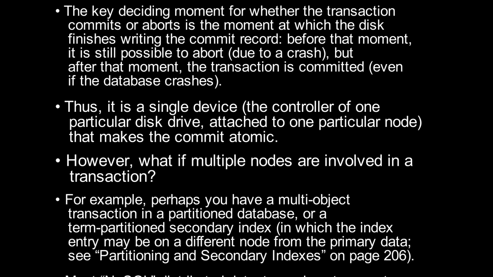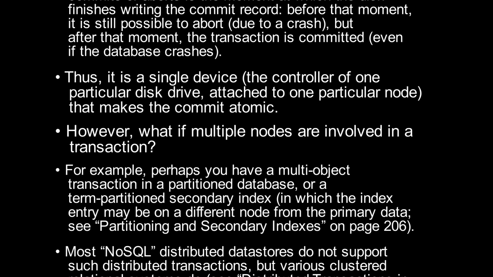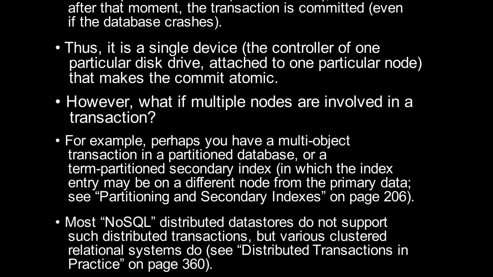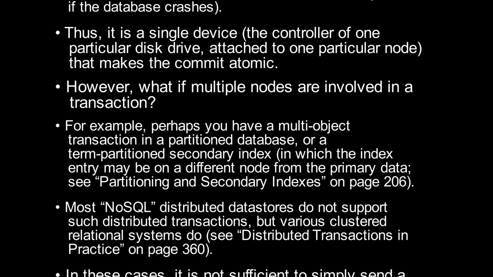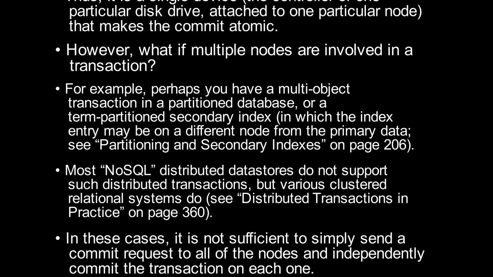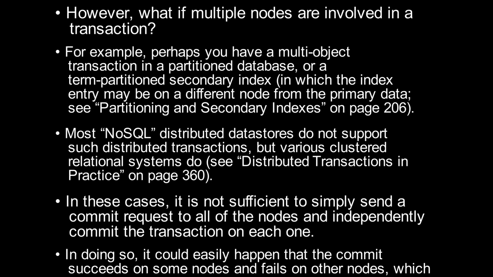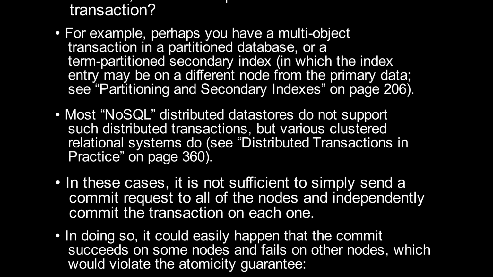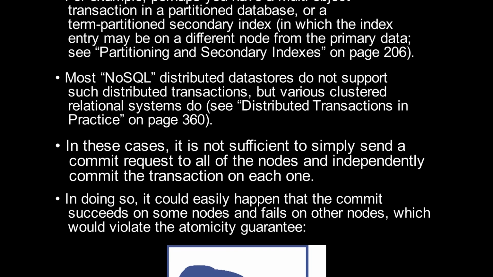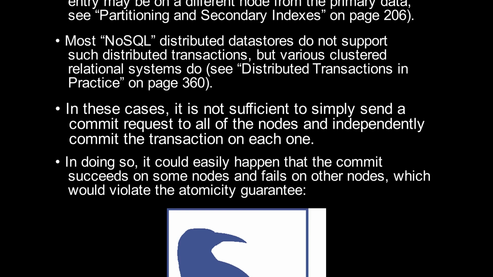For example, perhaps you have a multi-object transaction in a partitioned database, or a term-partitioned secondary index, in which the index entry may be on a different node from the primary data. See partitioning and secondary indexes on page 206. Most NoSQL distributed data stores do not support such distributed transactions, but various clustered relational systems do. See distributed transactions in practice on page 360. In these cases, it is not sufficient to simply send a commit request to all of the nodes and independently commit the transaction on each one. In doing so, it could easily happen that the commit succeeds on some nodes and fails on other nodes, which would violate the atomicity guarantee.